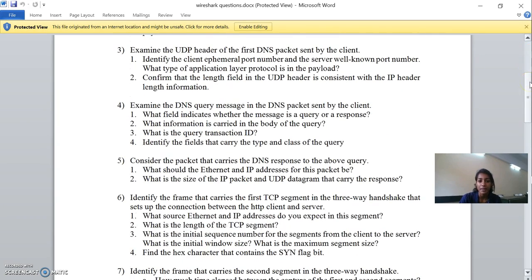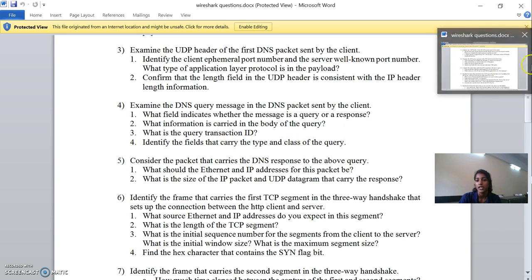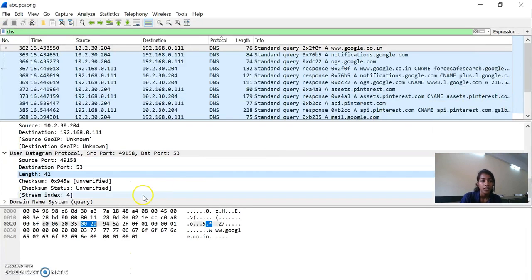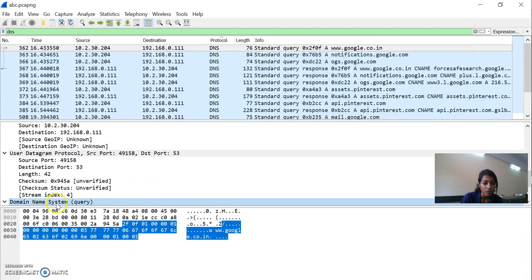Examine the DNS query message in the DNS packet sent by the client. What field indicates whether the message is a query or a response? What information is carried in the body of the query? What is the query transaction ID? And identify the fields that carry the type and class of the query. So go to this thing, click on the query, Domain Name System query.